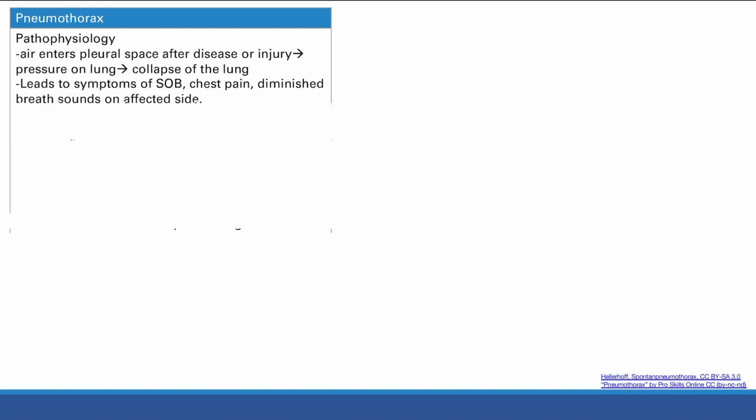So what is a pneumothorax? This is when you get air entering your pleural space after disease or injury. So instead of fluid, this time you get air. I want to draw this out really quick.